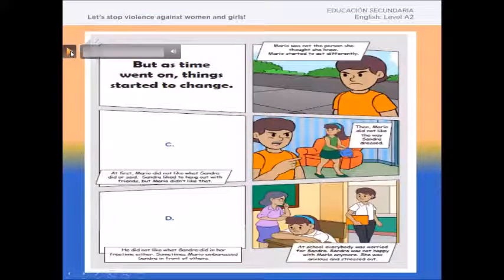But as time went on, things started to change. Mario was not the person she thought she knew. Mario started to act differently. At first, Mario did not like what Sandra did or said. Sandra liked to hang out with friends, but Mario didn't like that. Then, Mario did not like the way Sandra dressed. He did not like what Sandra did in her free time either. Sometimes, Mario embarrassed Sandra in front of others.